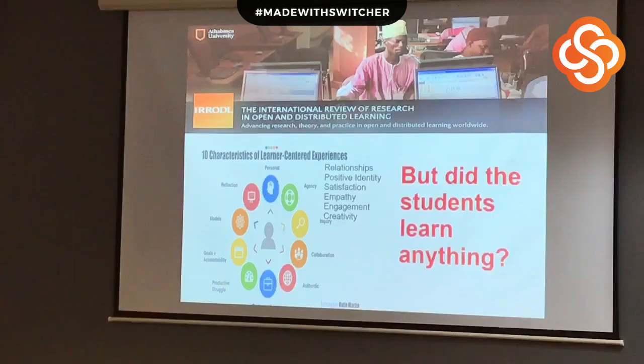The learner-centered experience, if you look at this, and I've had all of these articles, they talk about the value of relationships, of positive identity, of satisfaction, empathy, engagement, creativity. These are important. I'm not saying these are not important things to be studying, but did the students learn anything? If you're in a classroom or not in a classroom, you're at a distance, whatever, this is really important. And it's shocking to me. I keep getting these papers, and I blame it on this emphasis on learner-centeredness.